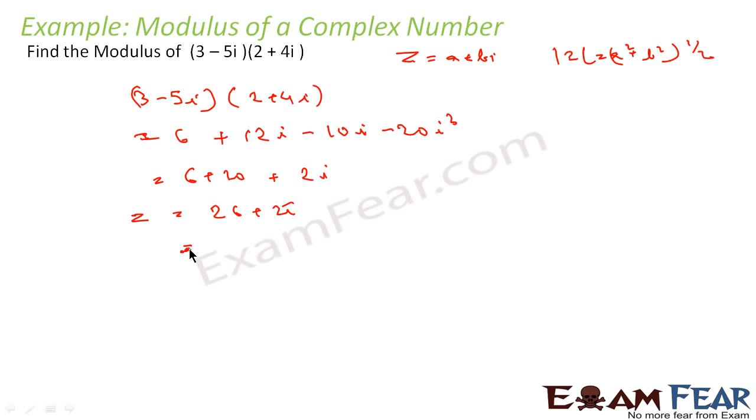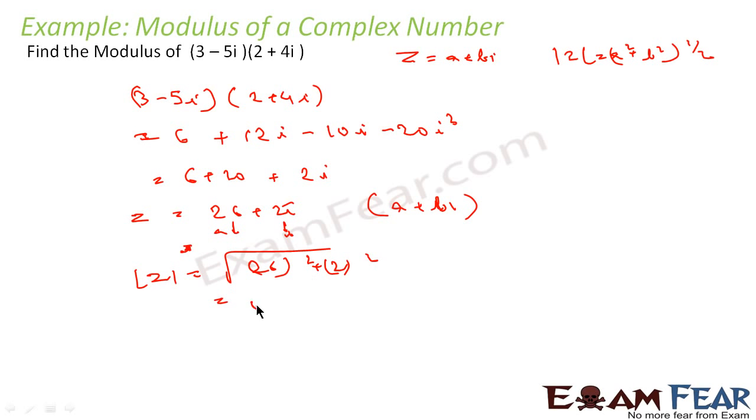Now, mod of z is equal to root of a square plus b square. Here 26 is a and 2 is b, because this is of the form a plus bi. So this is equal to root of 26 square plus 2 square. 26 square is equal to 676. 2 square is equal to 4. This is equal to root of 680, and this is the answer.